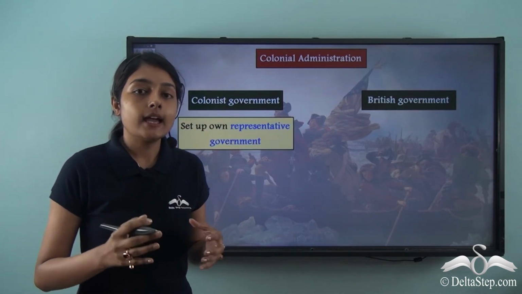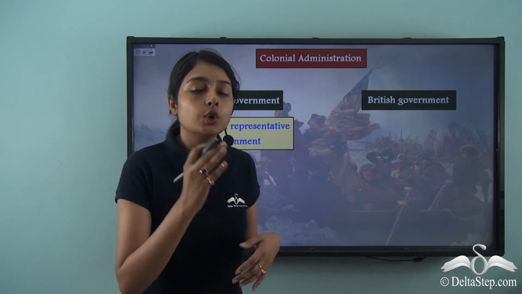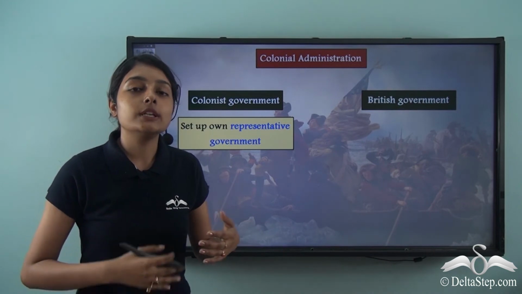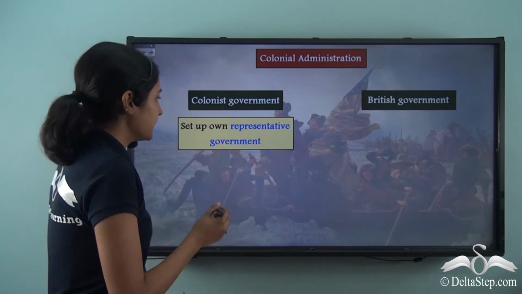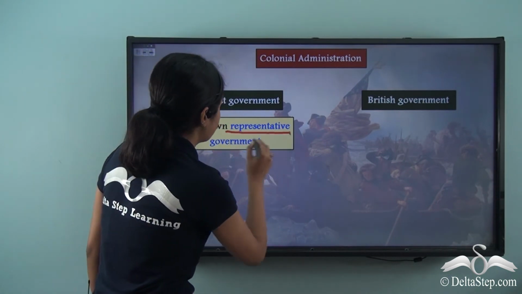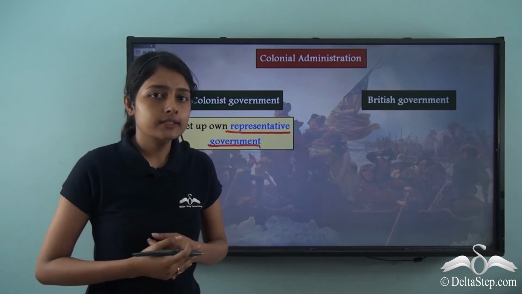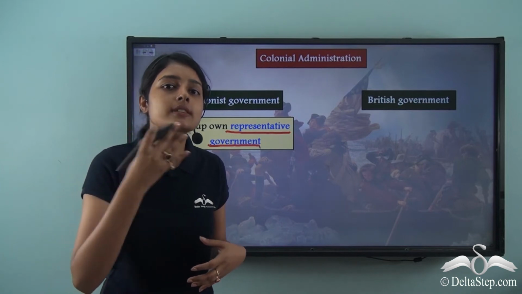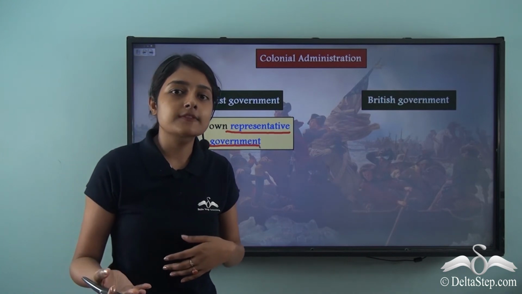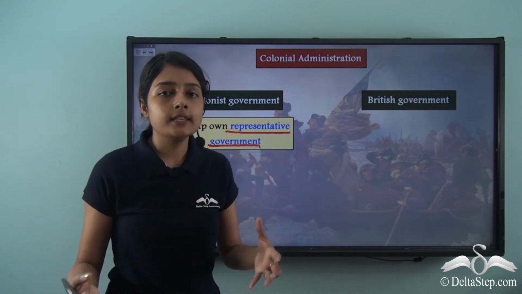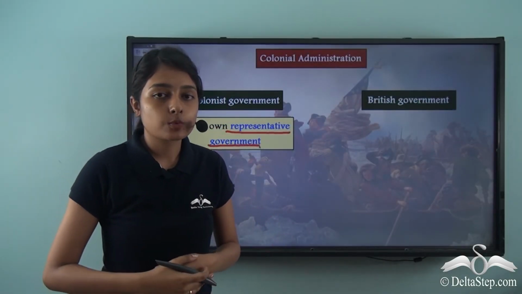These colonies had representative colonial governments. That is to say, at the colonial level, the people or the colonial settlers got to elect their own representatives, which is why these people could set up their own representative governments. That sounds very fair, right? Because the colonial settlers who were staying there got to elect their own representatives. And these representatives would in turn take care of the needs and requirements of these settlers. But everything isn't as fair as what meets the eye.